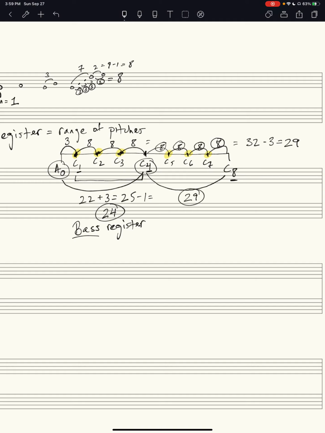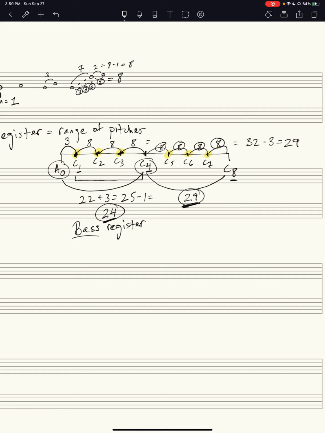29. Now, obviously, as you compare these two numbers, 24 over here and 29 up there, they're not the same. So if you thought earlier that when I split the keyboard into two parts at C4 I was creating a perfectly divided keyboard where the size in the base register is the same as the one on top, that's not accurate. But C4 is a helpful reference point because it roughly bisects the keyboard into two parts.